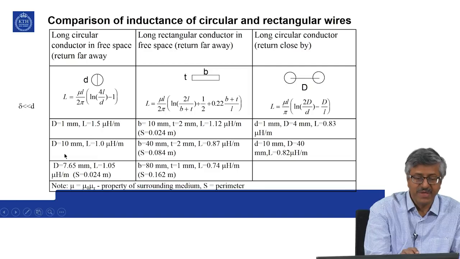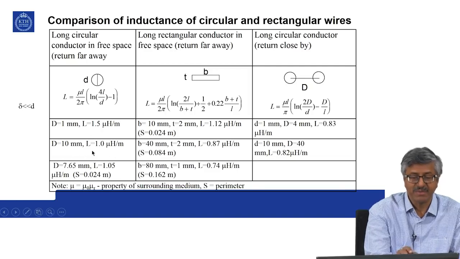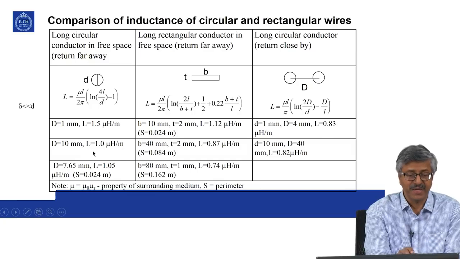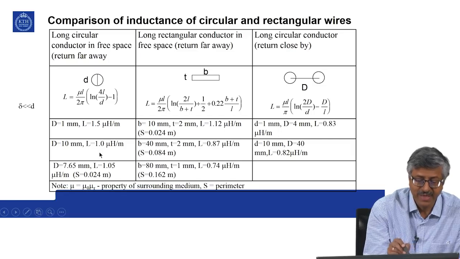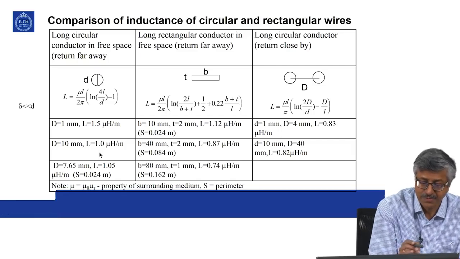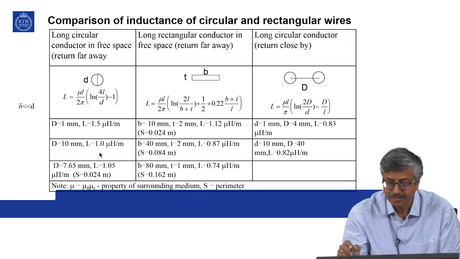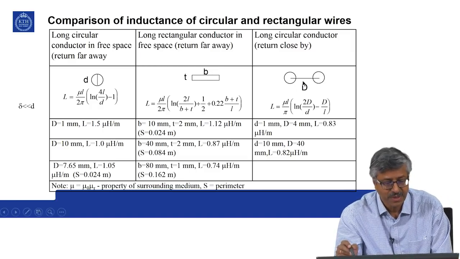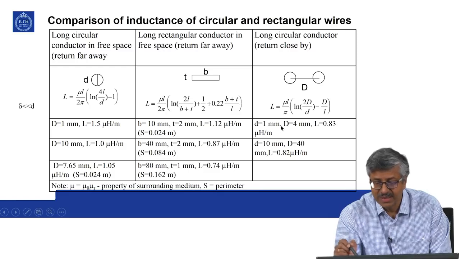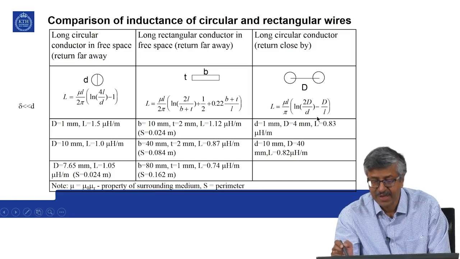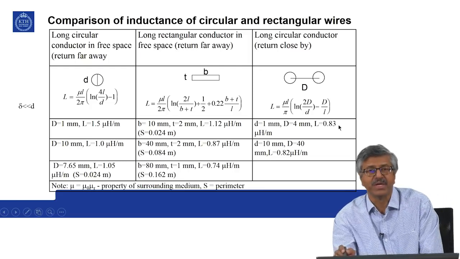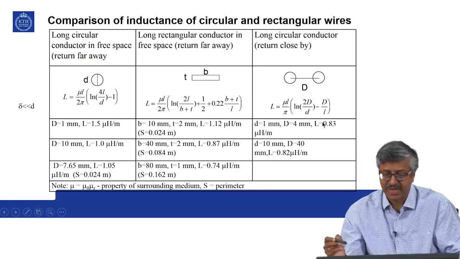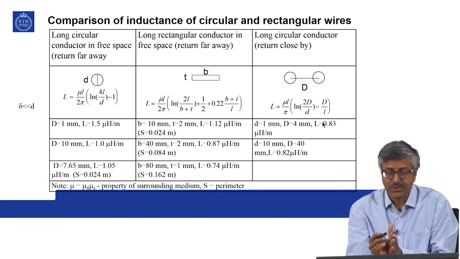And if the diameter is 10 millimeter, inductance becomes, because you have more surface area, 1 microhenry per meter. But if you bring the return from infinity to close by, then you see that for D equal to 1 millimeter and the return 4 millimeter away, inductance can be reduced from 1.5 microhenry per meter to 0.83 microhenry per meter. You can have a reduction by bringing the wires close together.